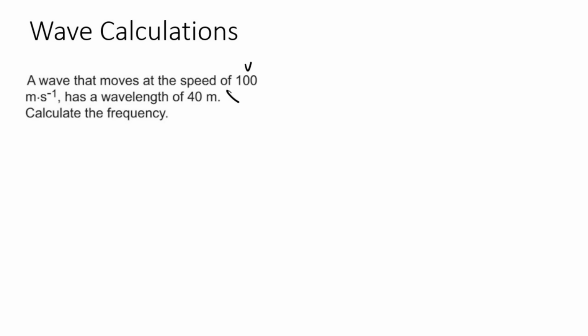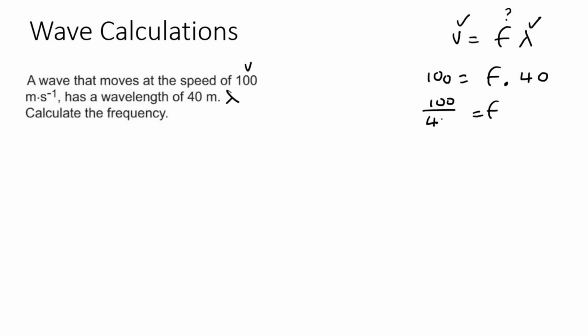Calculate the frequency. So we know that there's this formula. Now we know the velocity, we know the wavelength, but we need to find the frequency. So we could say that 100 is equal to f multiplied by the wavelength, which is 40. Then to get f by itself, you divide both sides by 40 and you end up with 100 divided by 40. And so the frequency would be equal to 2.5. So that'll be 2.5 hertz.